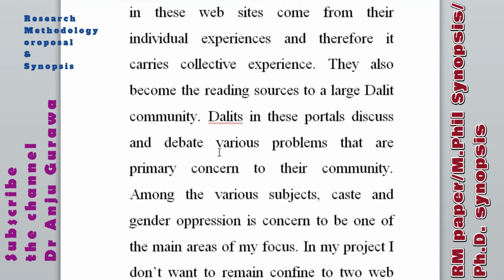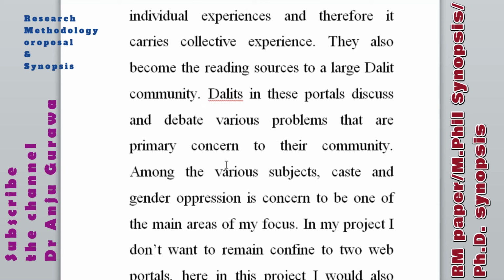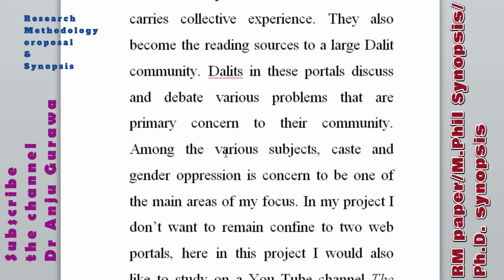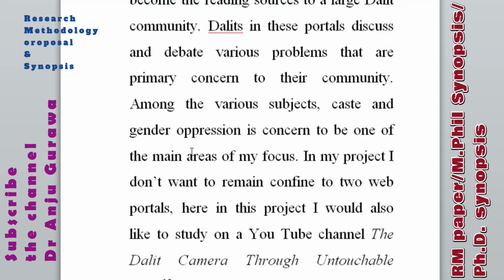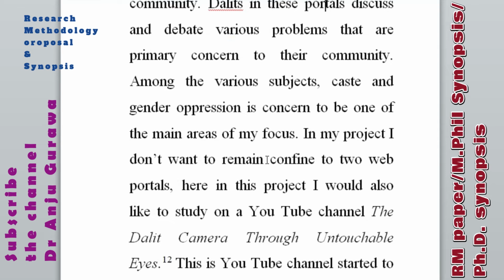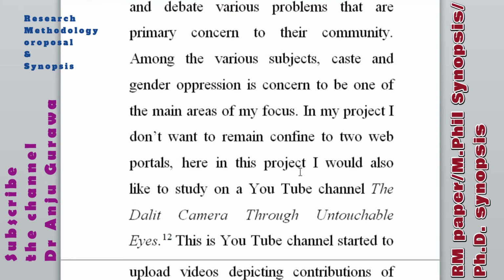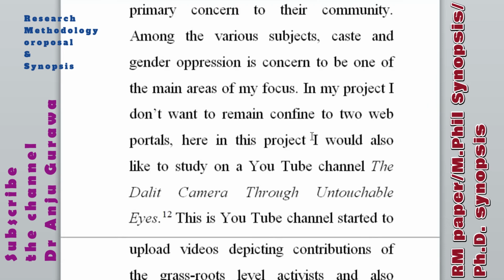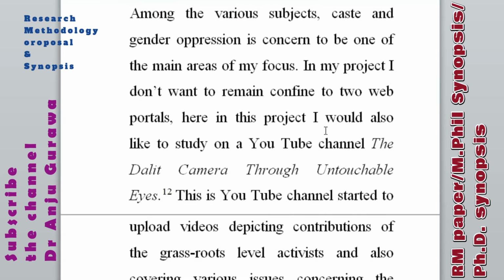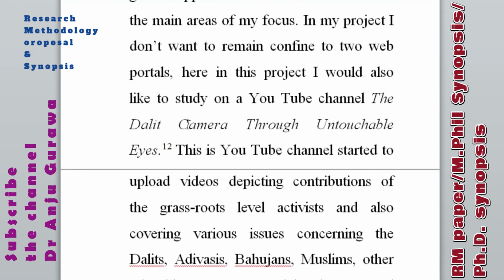Most of their writings on the websites come from their individual experiences, and therefore carry collective experience. They also become a reading source for the large Dalit community. Dalits in these portals discuss and debate various problems that are of primary concern to their community. Among the various subjects, caste and gender oppression is one of the main areas of my focus.